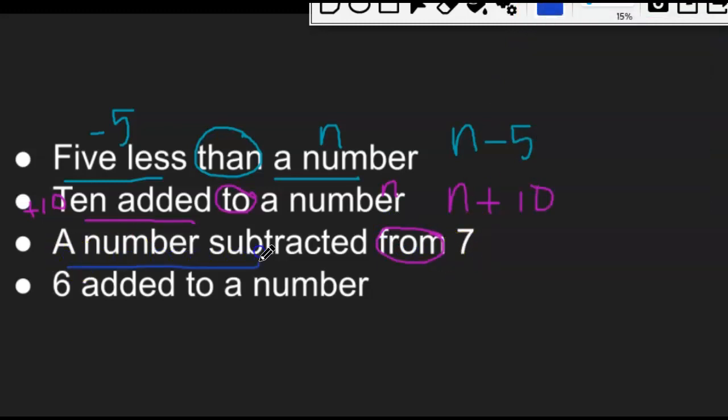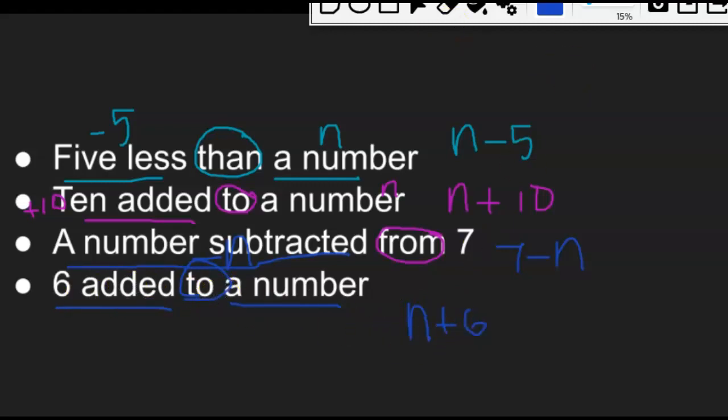So a number subtracted from 7. A number that's subtracted is minus n. So we could write this as 7 minus n, because it's subtracted from 7. So from that we subtract n. Another word is to. So 6 added to a number. So a number, I'm going to add 6 because that's what it says. I have to add 6 to that number.